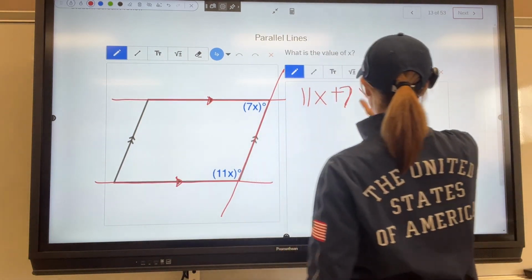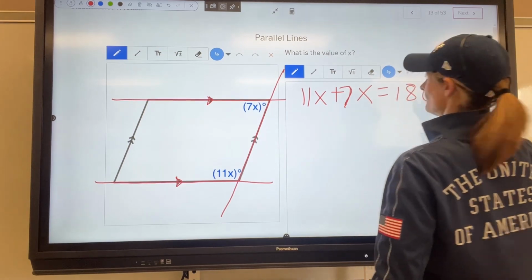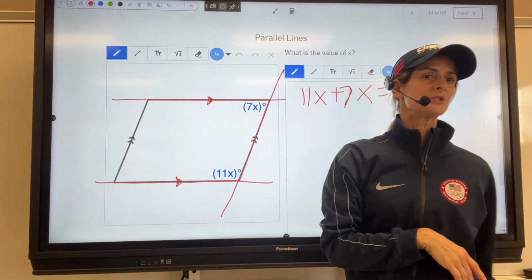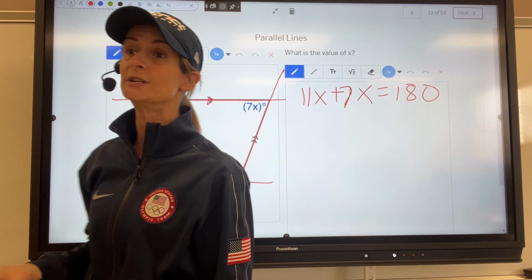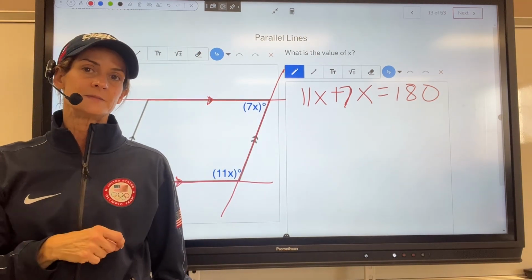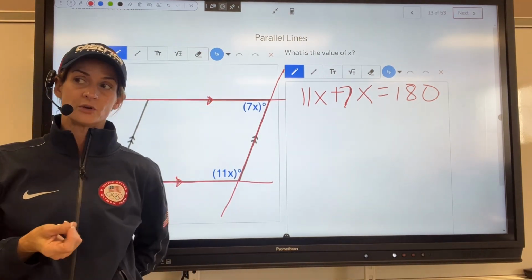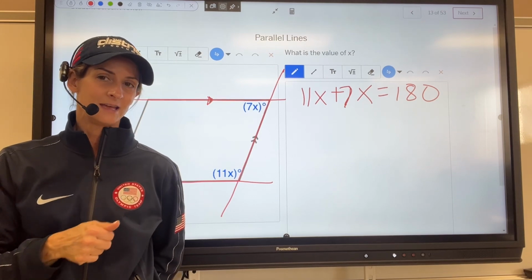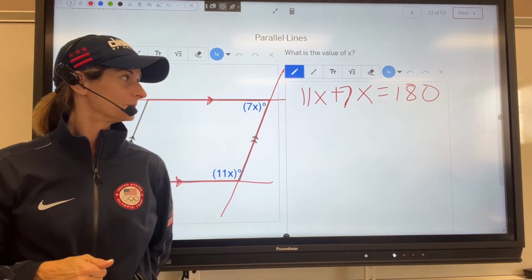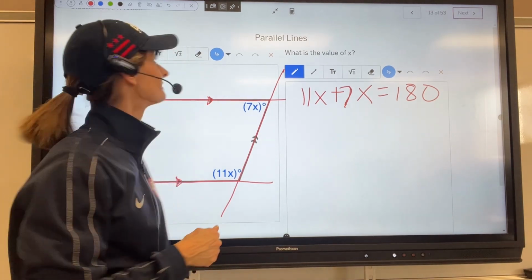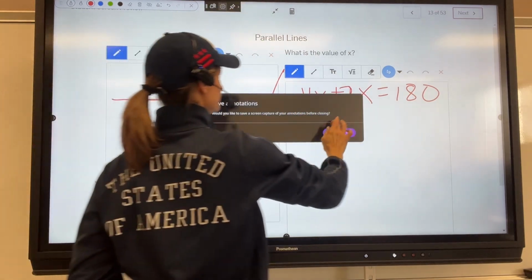Set it equal to 180, and then you'd solve for x. A lot of these problems just say solve for x, and once you get x, you're done. But sometimes if they ask you for the measure of an angle, you're gonna have to take your value for x and plug it back in to get the measure of the angle. And I think now we're going to solve for those answers.